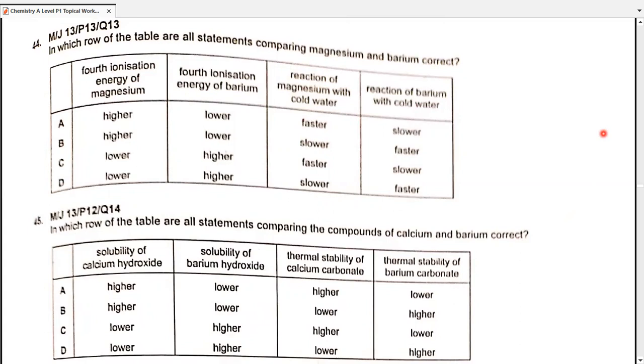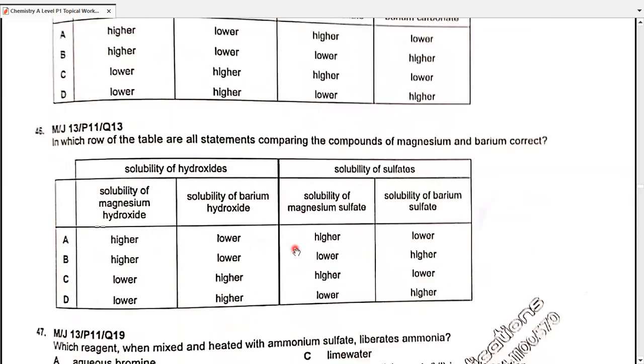Yes. Fourth ionization energy of magnesium, fourth ionization energy of barium. Ionization energy decreases down the group. So magnesium is higher and barium is lower. B, good. 45. I think it will be 45. We already did that earlier. Yes, that's a repetition.